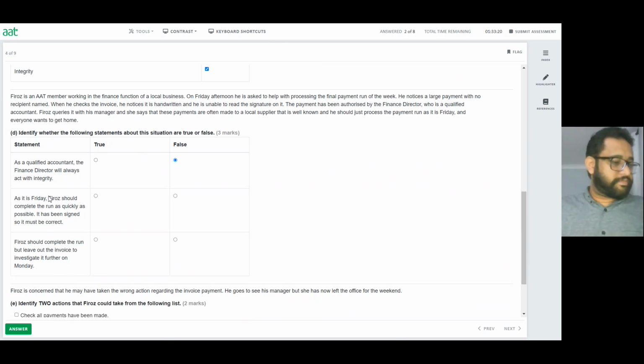As it is Friday, Firoz should complete the run as quickly as possible. It has been authorized, it has been signed, so it must be correct. Again, we have to make sure of this. It is because it is Friday, everybody wants to get home, and of course there may be some problems with that. That statement is not correct, because you should not run this just because it has been signed and should be correct. No, it's not. We have to assume it might not be.